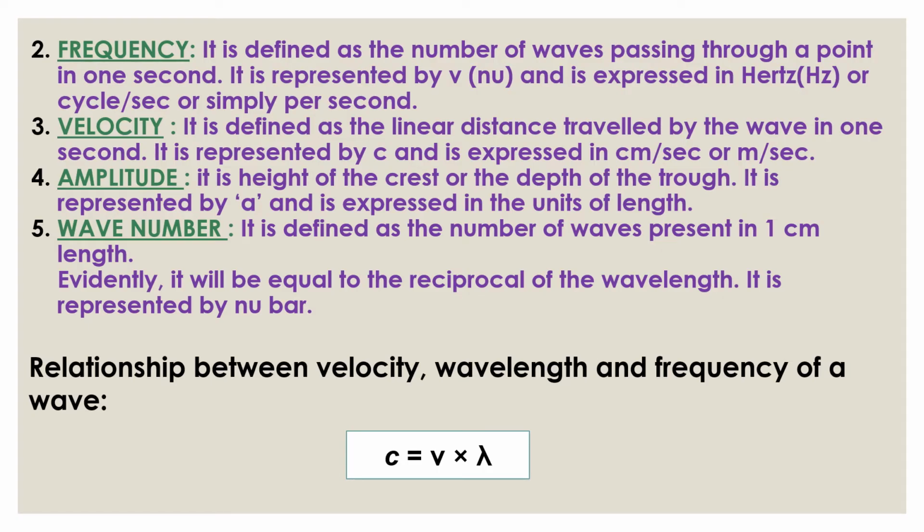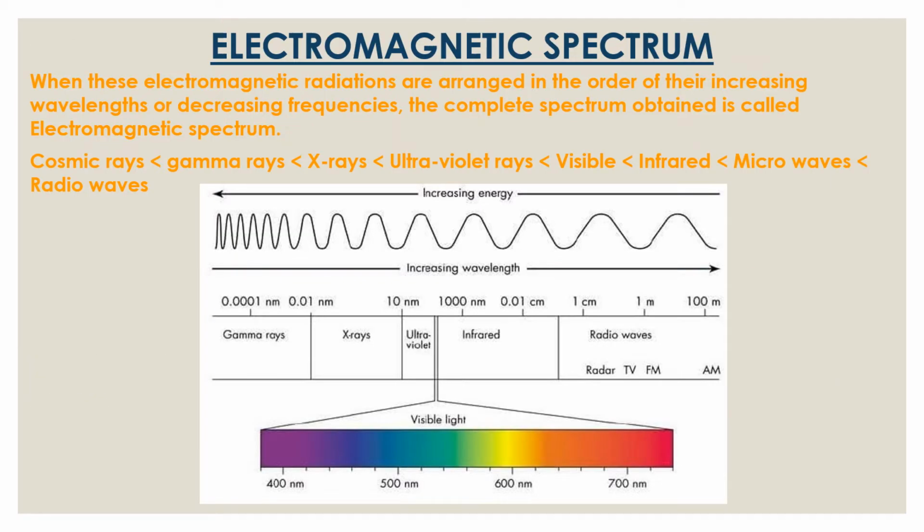So there is one very simple relationship between velocity, wavelength and frequency of a wave, and that can be represented as c = ν × λ. Here c is the velocity of light, ν is the frequency and λ is the wavelength. So using this very formula we can solve many questions. Let us discuss one of them.